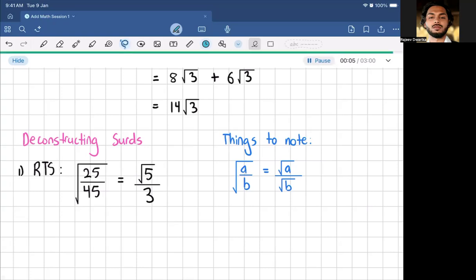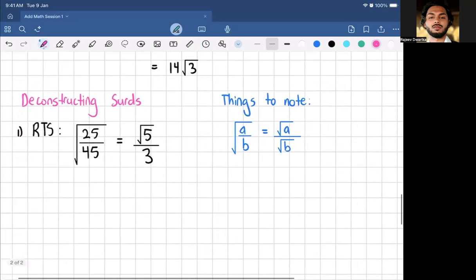All right. So the time is up, more or less. So, Sheena, let's answer the question. So the square root of 25 over 45. First thing we're going to do is break that up into the square root of 25 all over the square root of 45. That is what we're going to do.